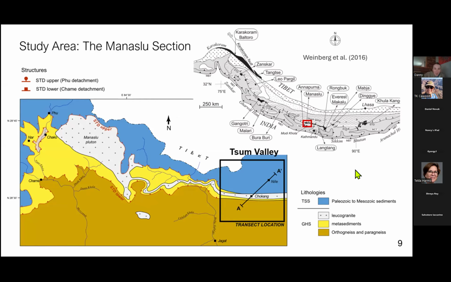So this is my field area. This is the Manaslu section. And the Tsum Valley is in the Manaslu section. Here it is, in this black box here. This region features typical Himalayan tectonic stratigraphy.